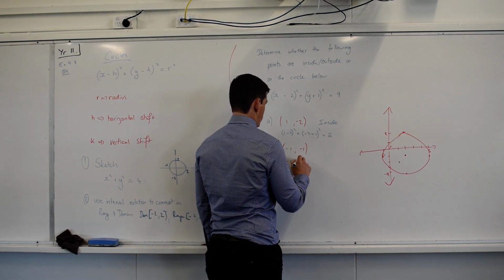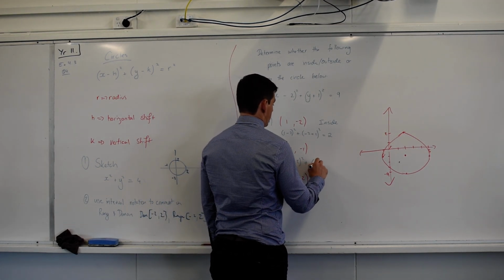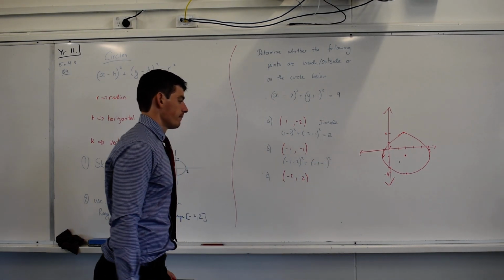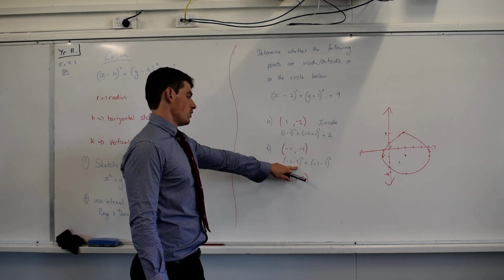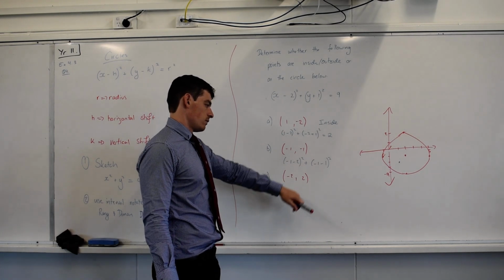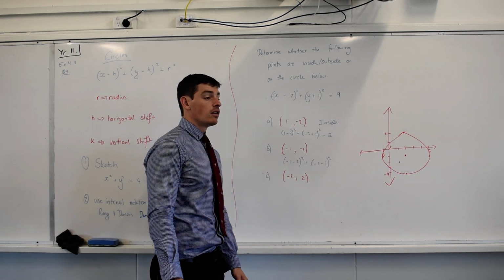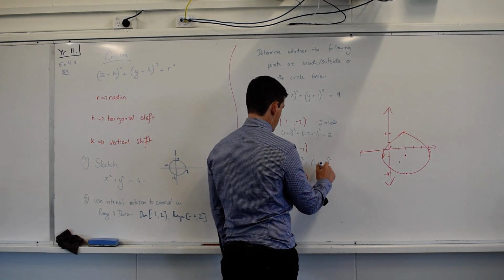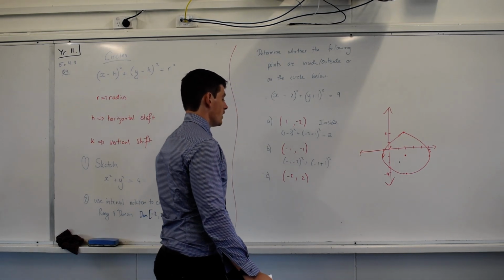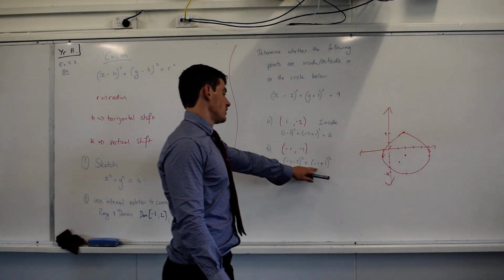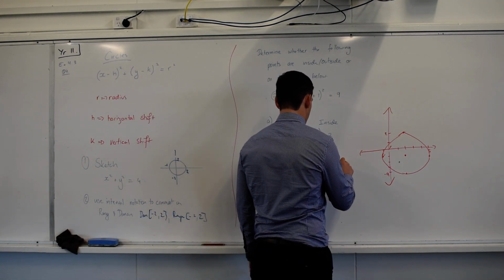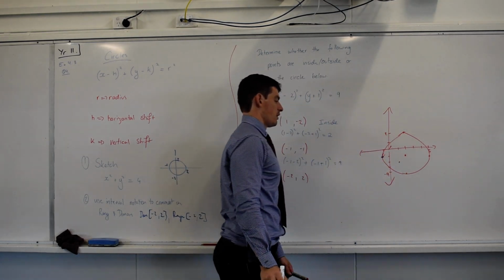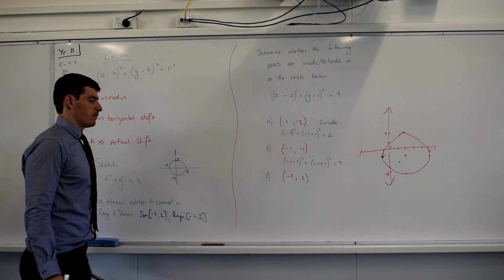(-1 - 2)² + (-1 - 1)², what's that? 9 plus 4? Is that plus, is it? Yeah, because it's 1 plus 1. It is 2. Yep. 9 plus 0 is? So what does that tell us? It's on the circle, that's that point there. How convenient.